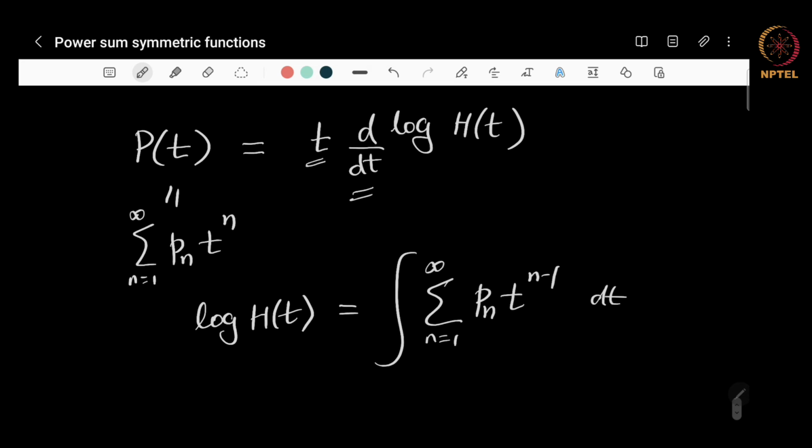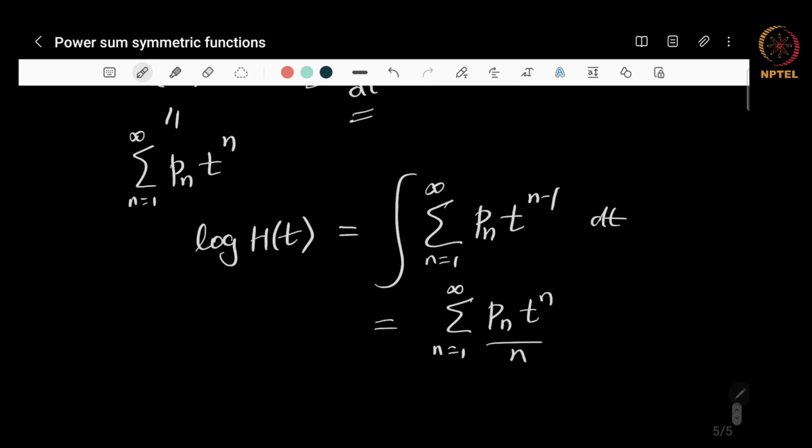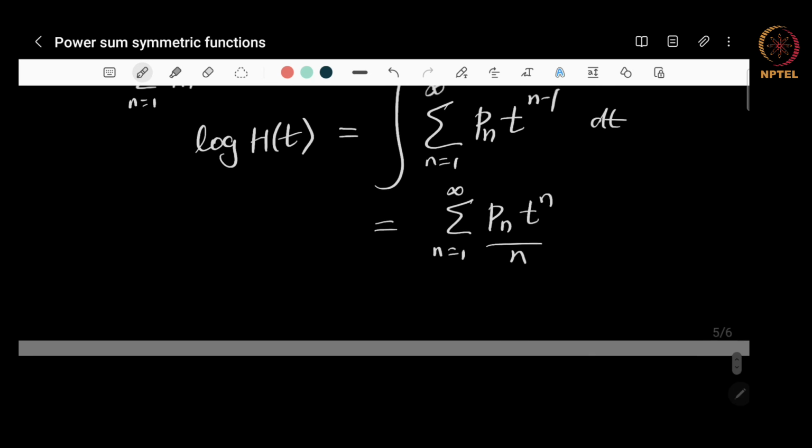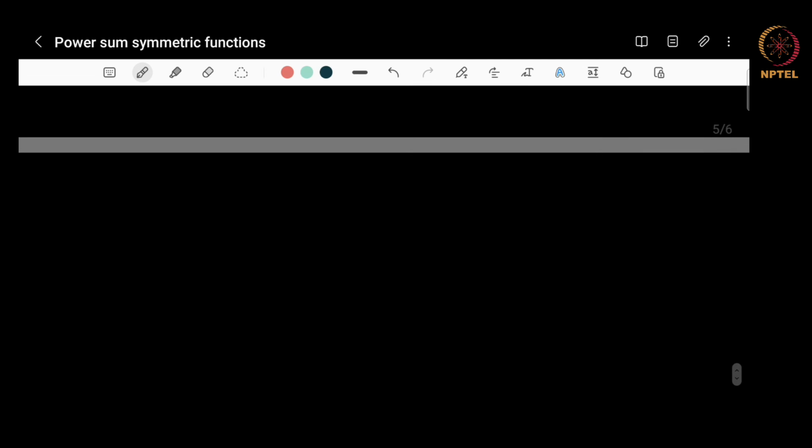And the constant term is 0, because when I compute log of a power series, I always get the constant term 0 on the left side. So that fixes the constant terms. So let's do the right side. This is just summation p n t power n by n, n goes from 1 to infinity. So that's what log h t is, and now I just have to exponentiate both sides. Again, we're just performing various power series operations on formal generating functions. So here h t is just obtained by exponentiating the right hand side.